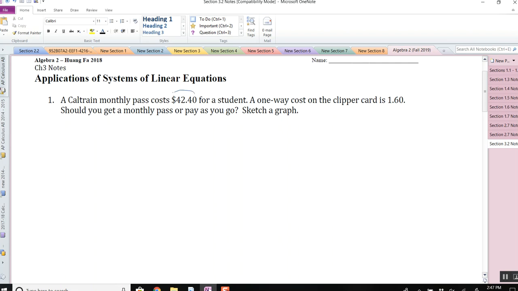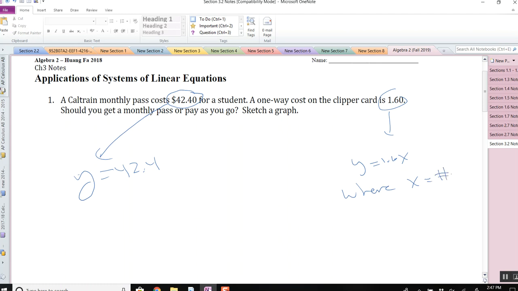So if we think about what this is, that's really just kind of a flat fee. So you think it's like y equals 42.4. Whereas this, I'm going to think of as y equals 1.6x, where x is going to equal the number of one-way trips.